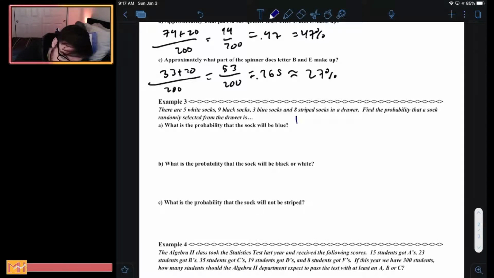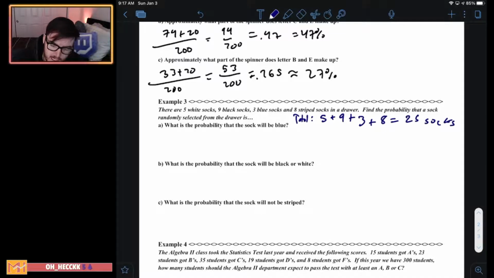What are the total number of socks is what we want, right? 5 white socks, 9 black socks, 3 blue socks, and 8 striped socks. Apparently we're missing a couple of socks, right? The dryer ate it, right? Because we only have 5 white. That's not an even amount. So 5 plus 9 is 14, plus 3 is 17, plus 8 is 25. We have 25 total socks, okay?